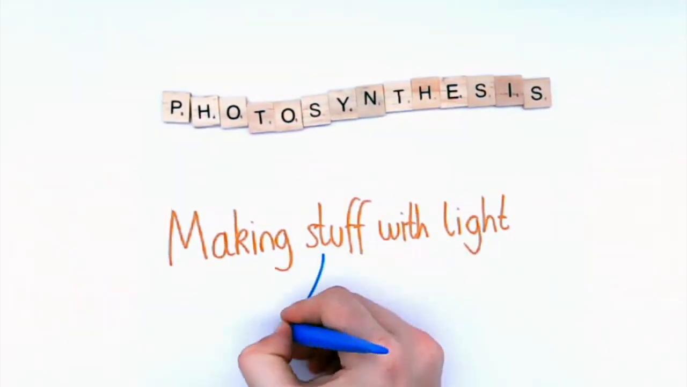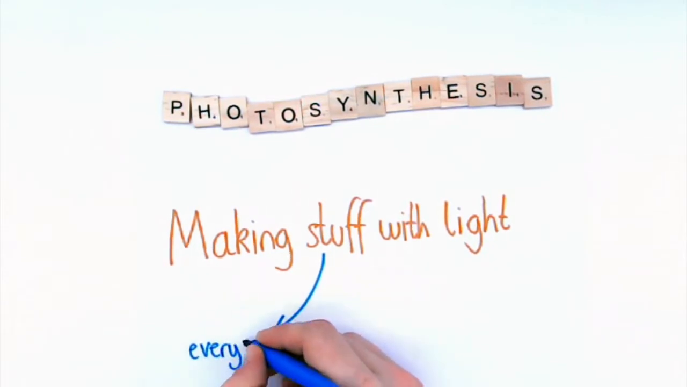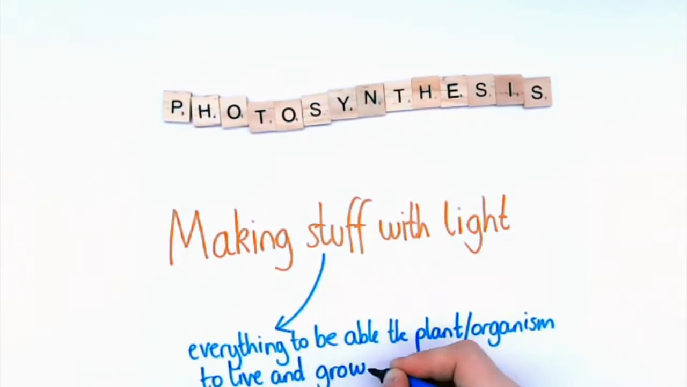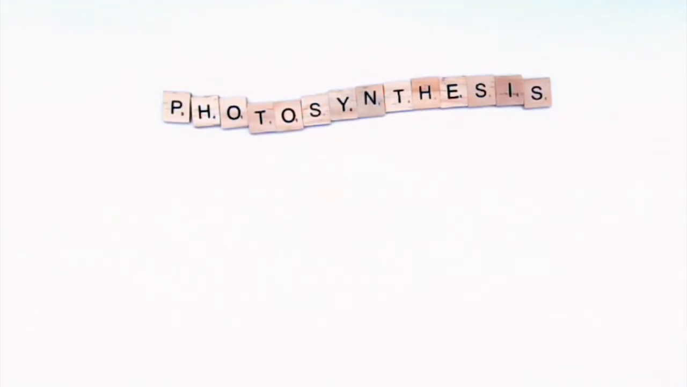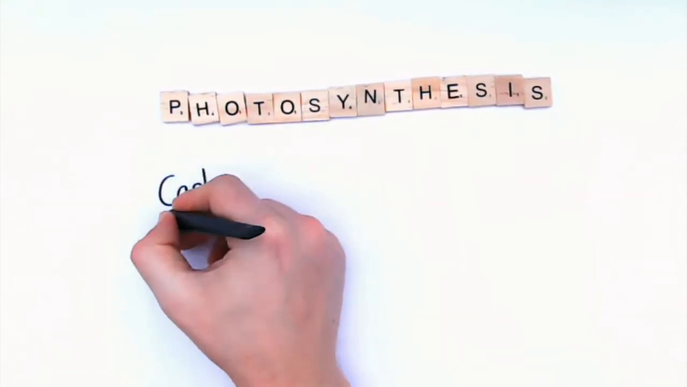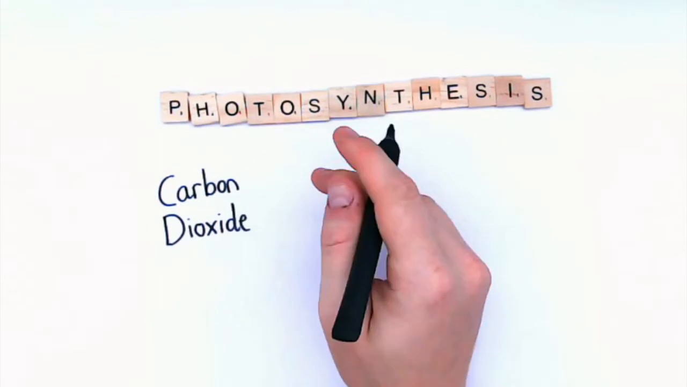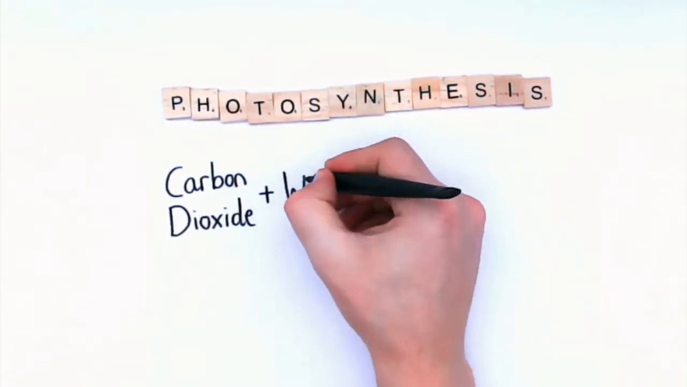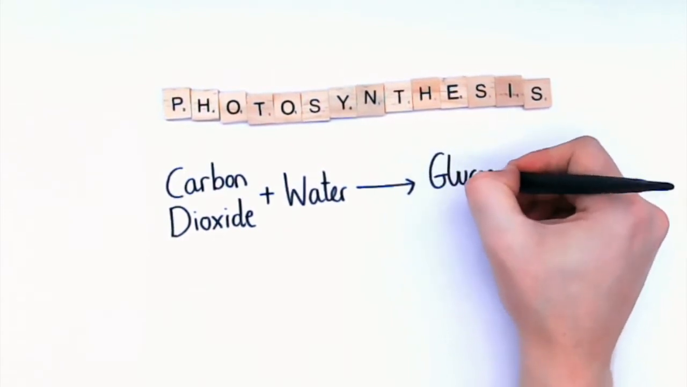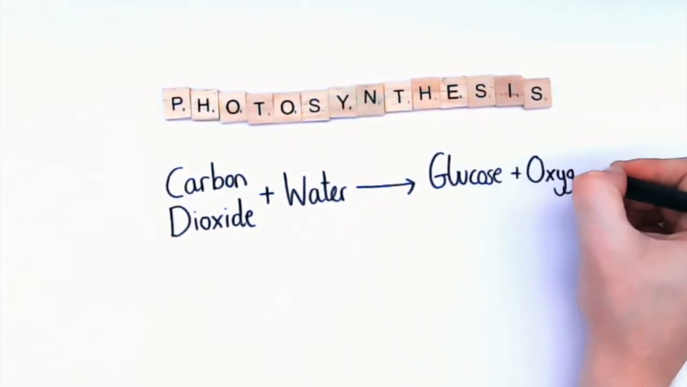Now, what exactly is the plant going to be making? Well, it's got to make everything that it can to be able to live, grow, and survive. The basic equation for photosynthesis is important for us to remember at GCSE. The word equation is carbon dioxide, which the plant gets from the air, water, which the plant will absorb through roots in the ground, will turn into glucose, which is a form of sugar, and oxygen. We often think about plants giving out oxygen.